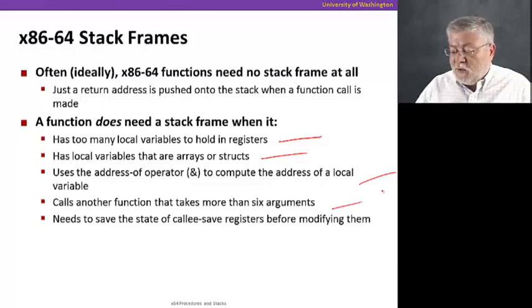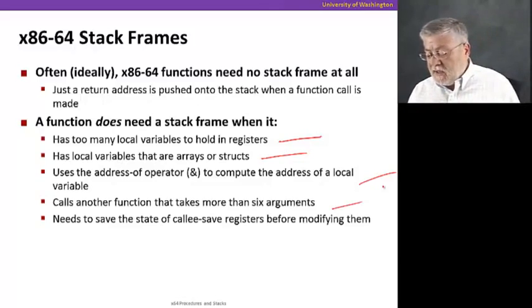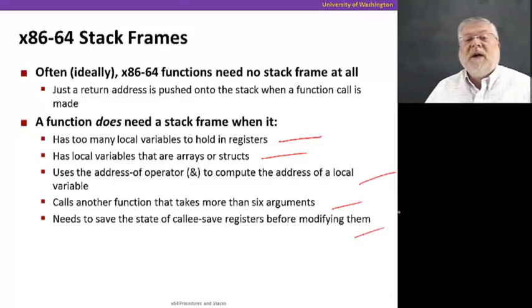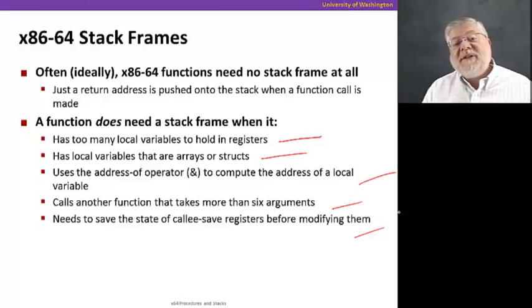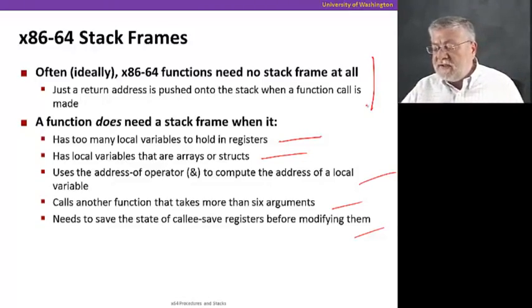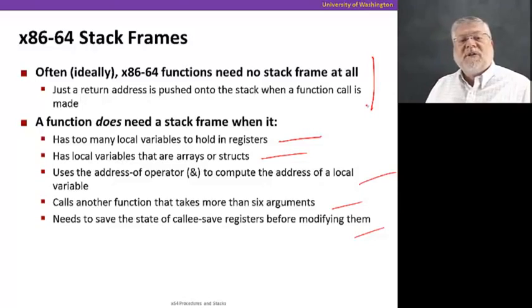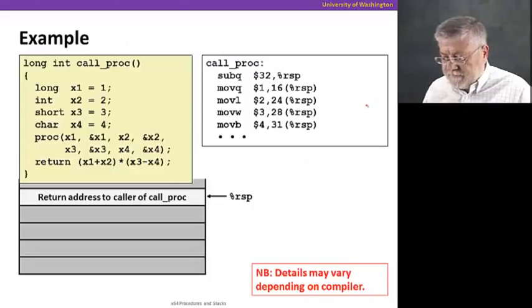And whenever we need more than 6 arguments to a function, we'll need the stack again. And of course, saving registers away. That also will potentially have us use the stack. So we still need stack frames, and it's still important to understand the general case, but keep in mind that most of the time on 64-bit architectures, that stack frame is tiny. It's just the return address.